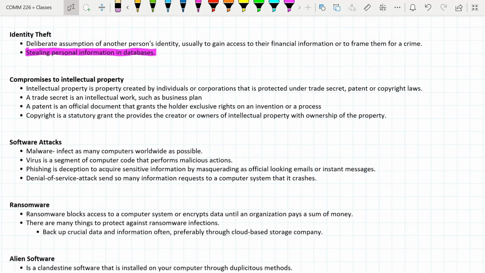So software attacks, we have malware that infects as many computers worldwide as possible. A virus is a segment of computer code that performs malicious actions. Phishing is deception to acquire sensitive information by masquerading as official-looking emails or instant messages. So let me highlight that. Phishing is deception using official-looking emails or instant messages. A denial of service attack sends so many information requests to a computer system that it actually ends up crashing.